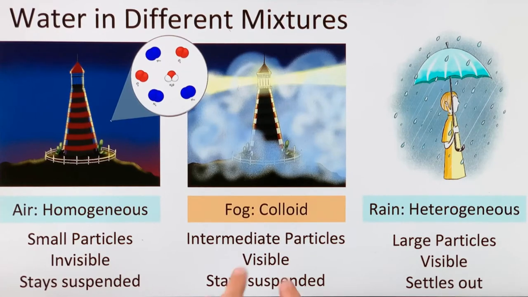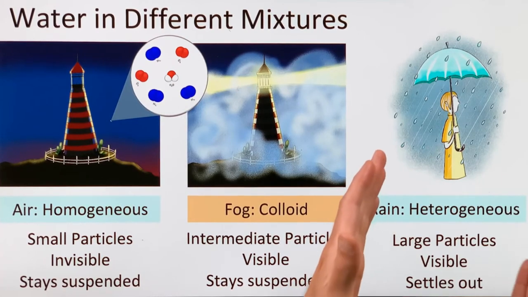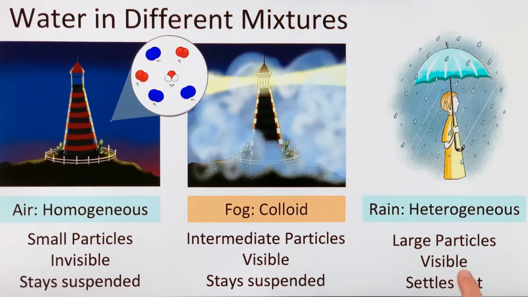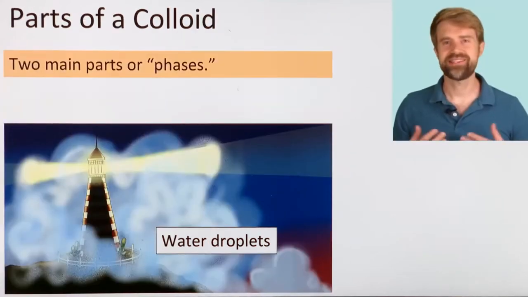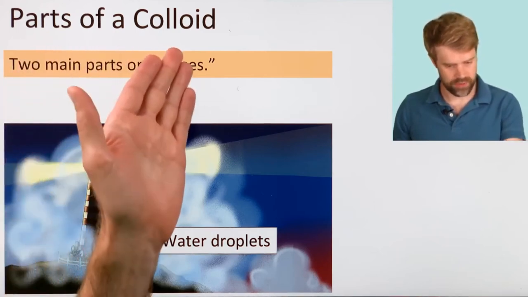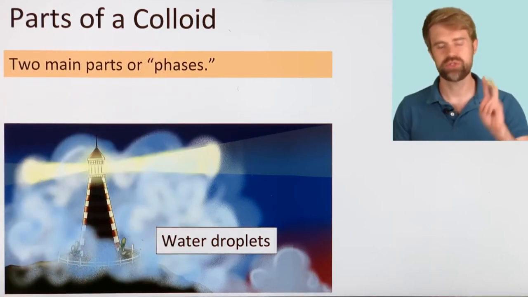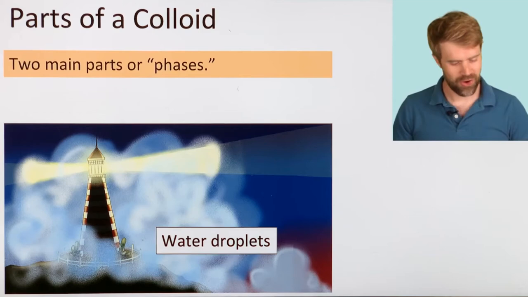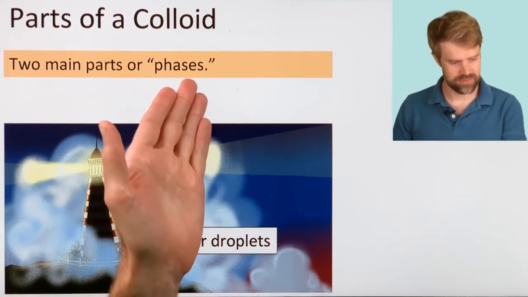Particles have a size that is in between, or intermediate. Like a homogeneous mixture, fog stays suspended. It doesn't settle out. But like a heterogeneous mixture, the particles are visible. You can see them. So let's talk about the parts of a colloid. Colloids always have two main parts. We call these parts phases.